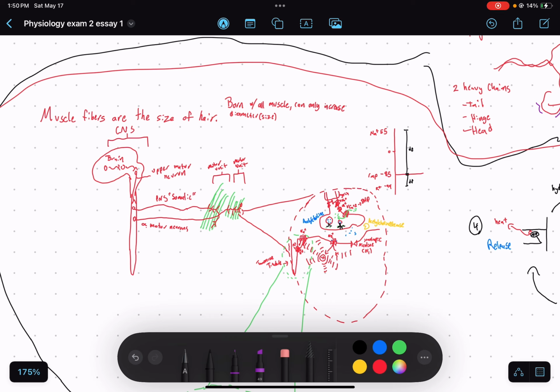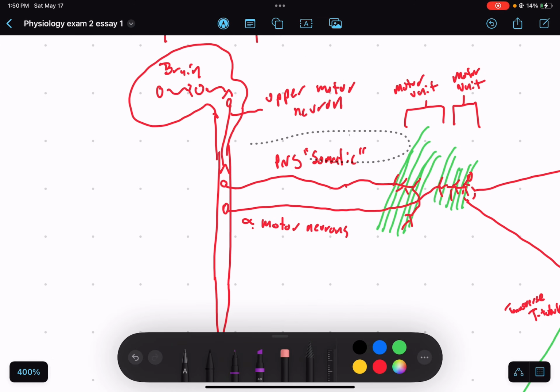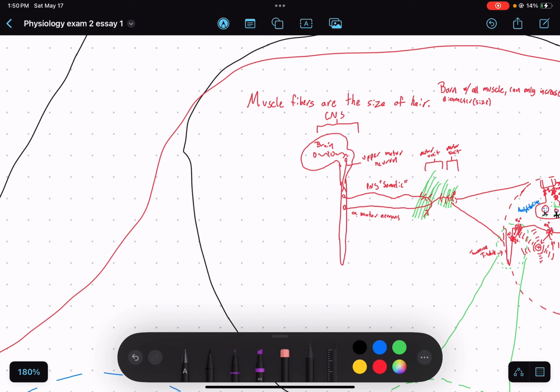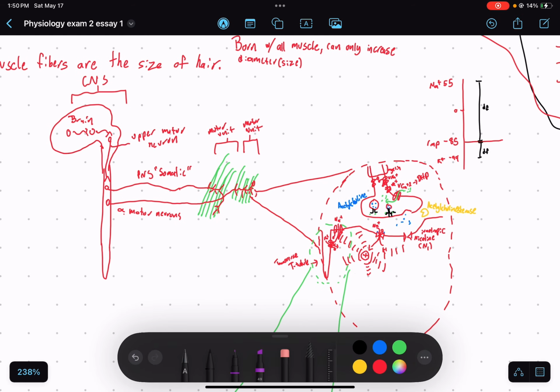So the brain will then synapse down to the spinal cord into the PNS, from the upper motor neuron to lower motor neurons. Then as it continues to synapse, it'll go to the peripheral nervous system, and it'll go through the somatic system, which then reaches the area in which the muscles are.